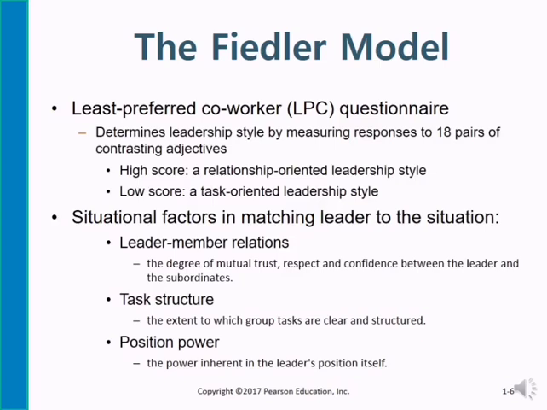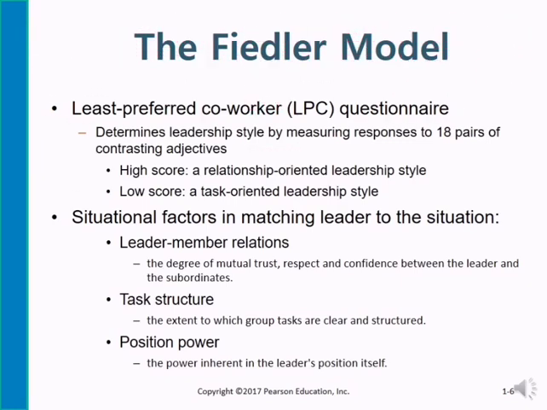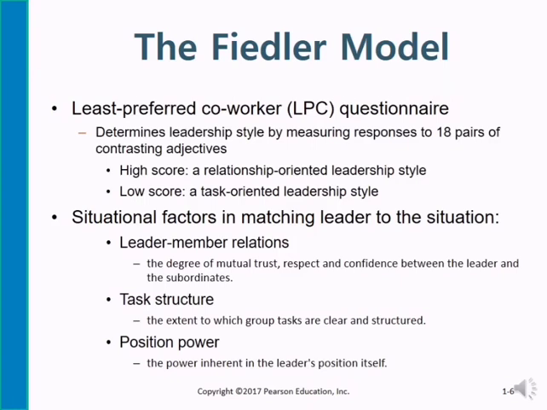First is leader-member relations. This refers to the degree of confidence, trust, and respect the employees have in their leader. The situation would be more favorable for leading when leader-member relations are good. The second criterion is task structure. This refers to the degree to which the job assignments of subordinates are structured or unstructured. When task structure is high, the situation is more favorable for leading. Task structure is considered high when it has to follow certain procedures and is very inflexible.